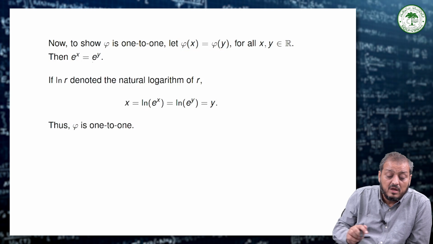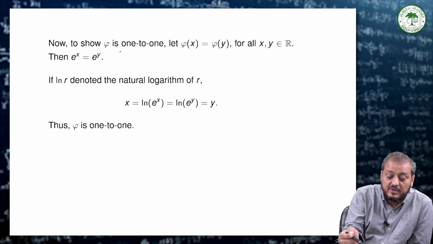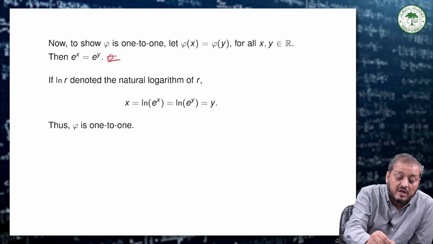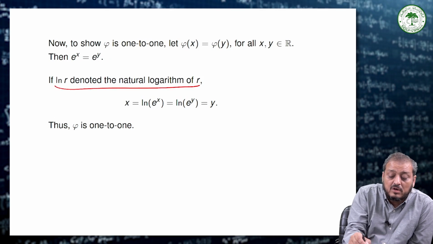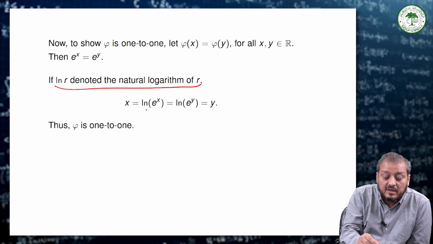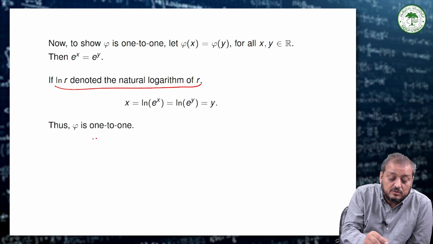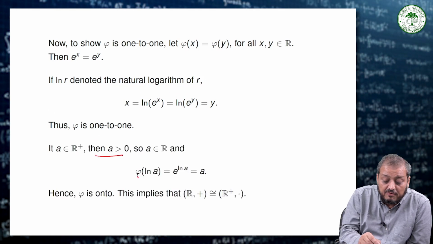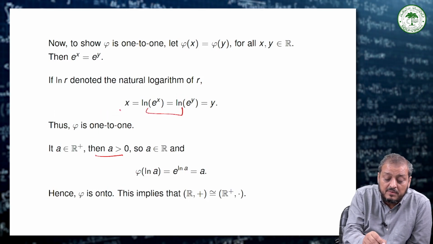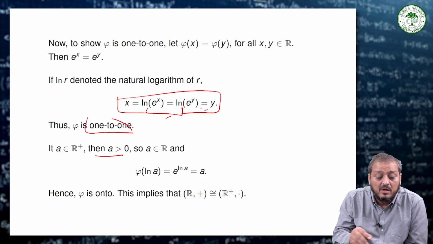So, to show phi is 1-1, we take phi of x equal to phi of y, that is e to the power x equals e to the power y. If we let ln denote the natural logarithm, then x can be written as the log of e to the power x. So, for e to the power y equal to e to the power x, taking logs we get x is equal to y. So, phi is 1-to-1.